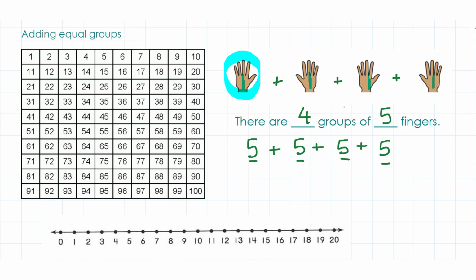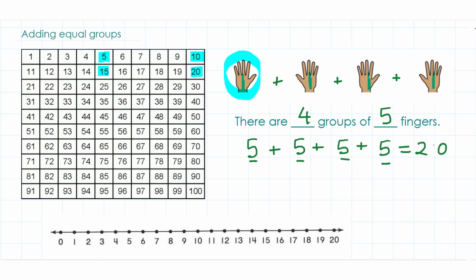Shall we use the hundreds grid first? Shall we count in 5s? Which is the same as adding 5. So 1 group of 5, 2 groups of 5, 3 groups of 5, 4 groups of 5. So 5 plus 5 plus 5 plus 5 is equal to 20. Well done.